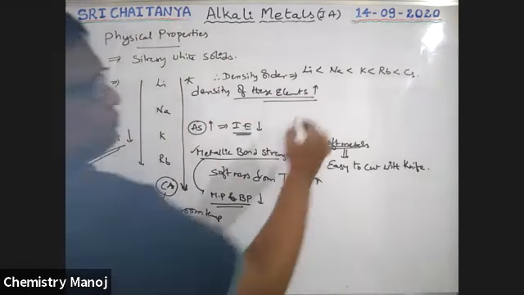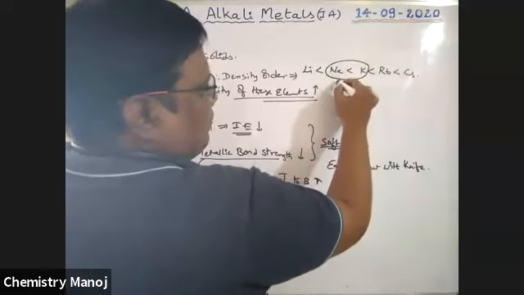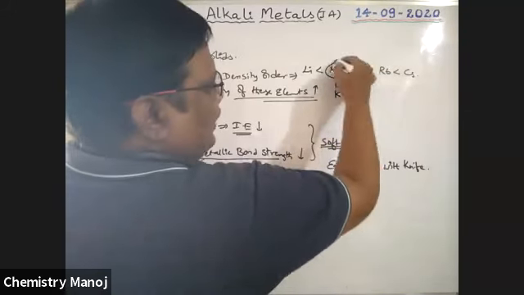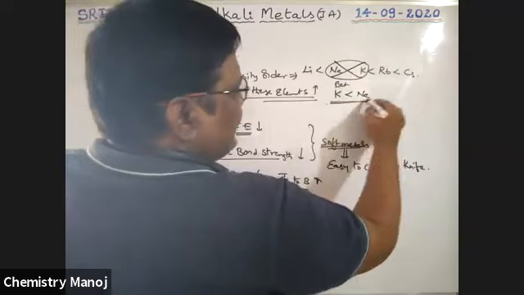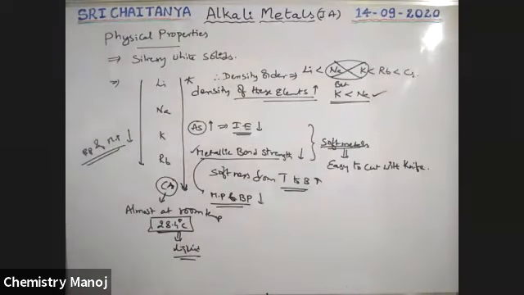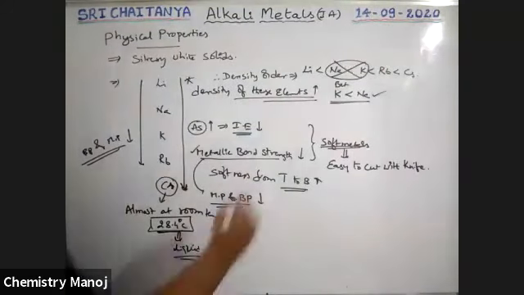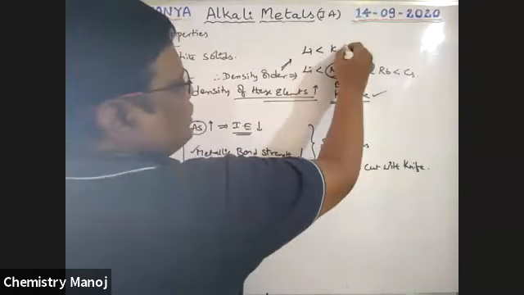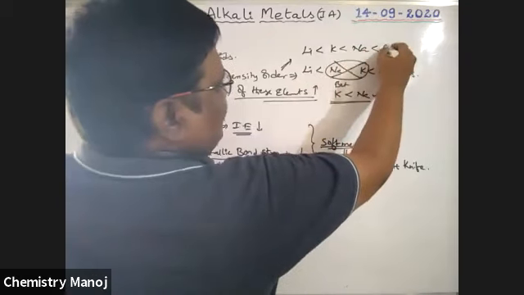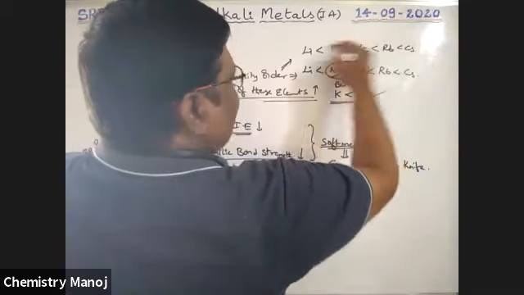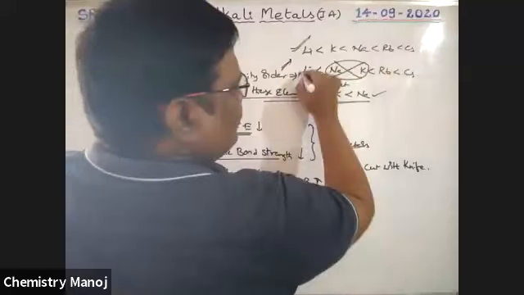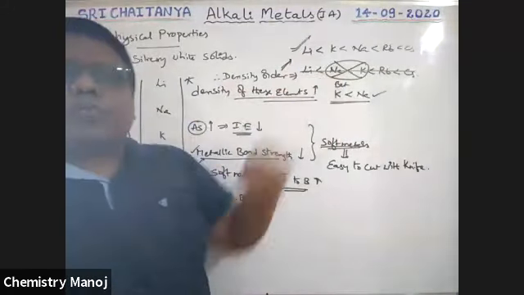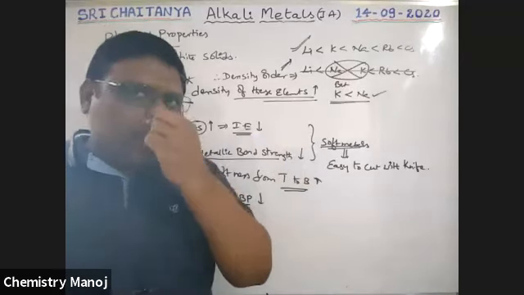But the density of potassium is less than that of sodium. So that order is not correct, boys. It is an exceptional case. Therefore, the actual density order is lithium less than potassium less than sodium less than rubidium less than cesium. That is correct. Why is the density of potassium less than that of sodium?